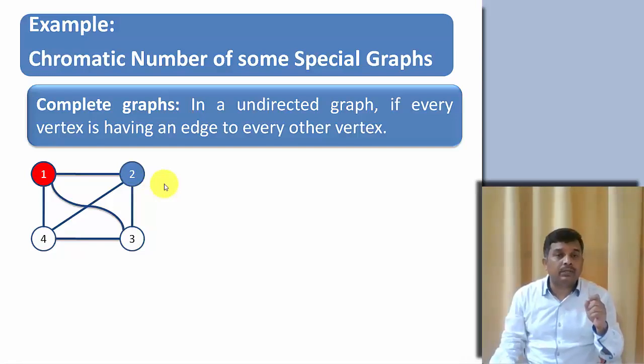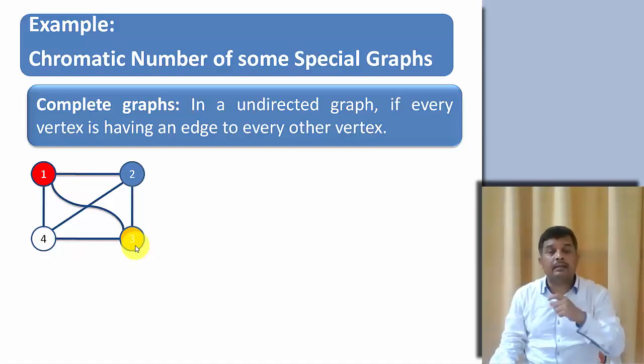Now what about node 3? Which color can I give? Can I give yellow? Yes. Because node 3 is adjacent to node 2 as well as node 1, I cannot choose red or blue for node 3. So I have to choose some other color.